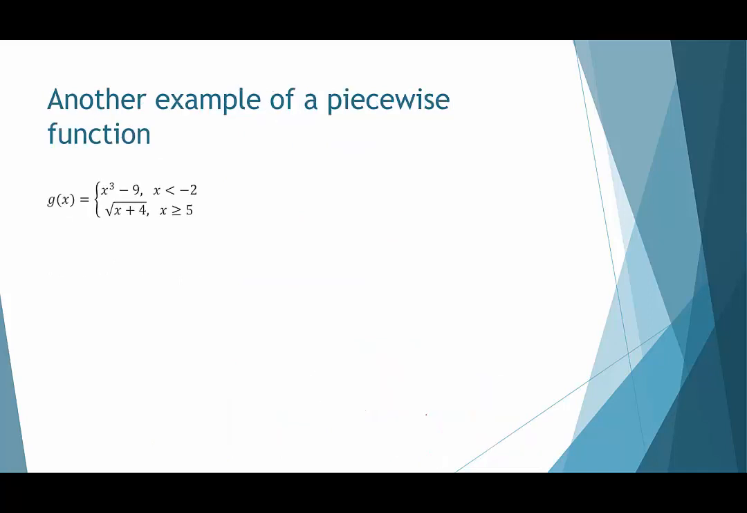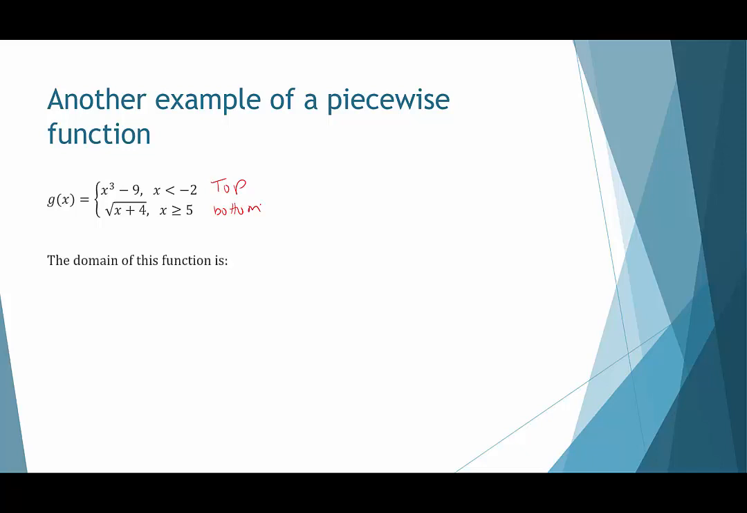In our next example of a piecewise function, this time we're given g of x, and again there's two pieces. So again we have our top piece and we have our bottom piece. You'll notice these are not linear. The top piece is a cubic function and the bottom piece is a square root function.